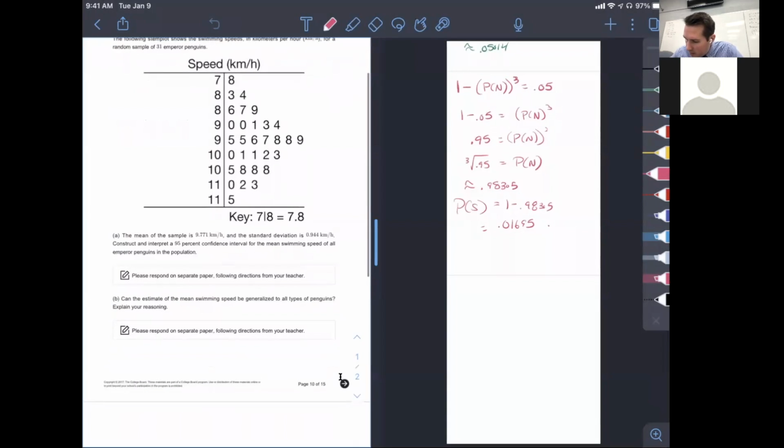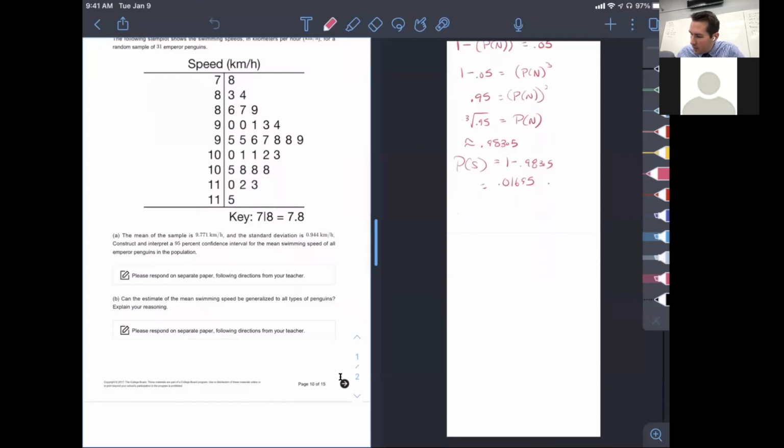A. The mean of the sample is 9.771 kilometers per hour, and the standard deviation is 0.944 kilometers per hour. Construct and interpret a 95% confidence interval for the mean swimming speed of all emperor penguins.